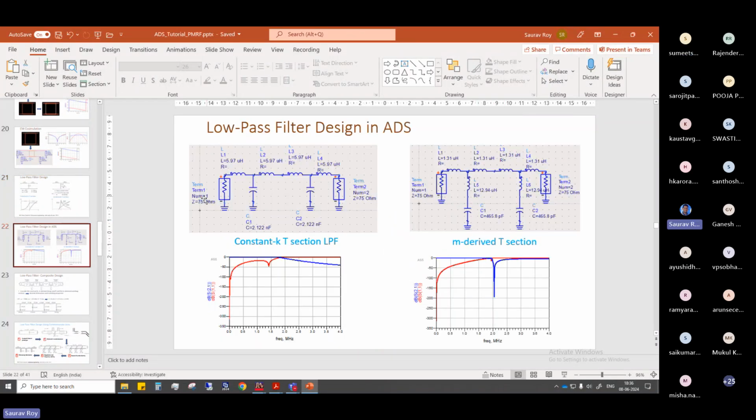Once these are done, you can just design it simply. So this is the section. The left one is the constant K section and the right one is the M derived section. And if you see the responses here, it is clearly visible that the M derived section has a very sharp roll off, because around 2 gigahertz this extra pole was introduced. Here omega infinite is around 2 gigahertz, and I will show you in ADS also.